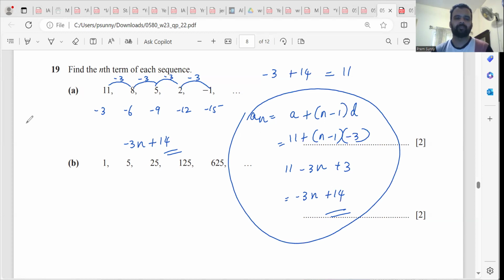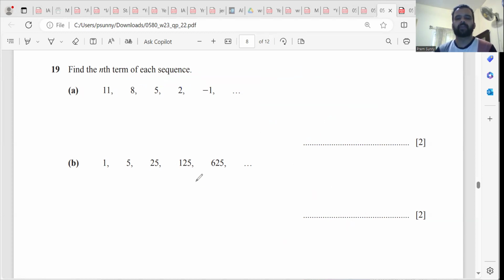Not a problem. Now here 1, 5, 25, 125 and 625. This is a geometric series. Geometric series means the second term divided by the first term, or third term divided by the second term, or fourth term divided by the third term should all give me the same answer.